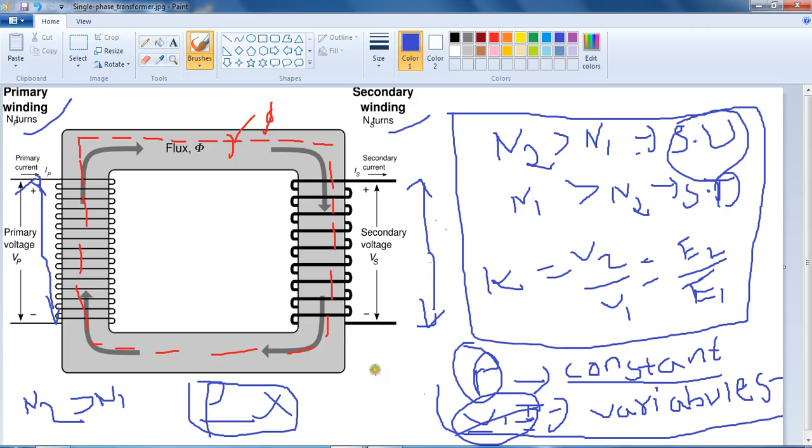In the distribution and transmission of power, we have to increase and decrease the voltage. At that time these transformers are mainly used.